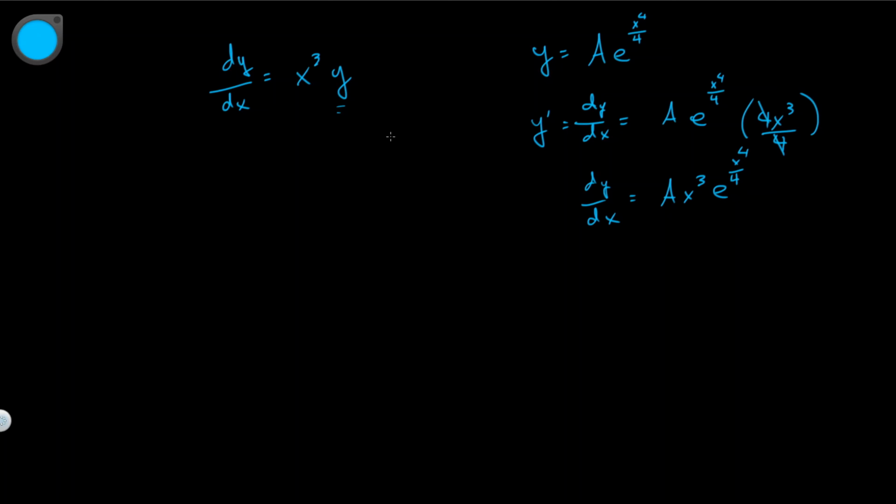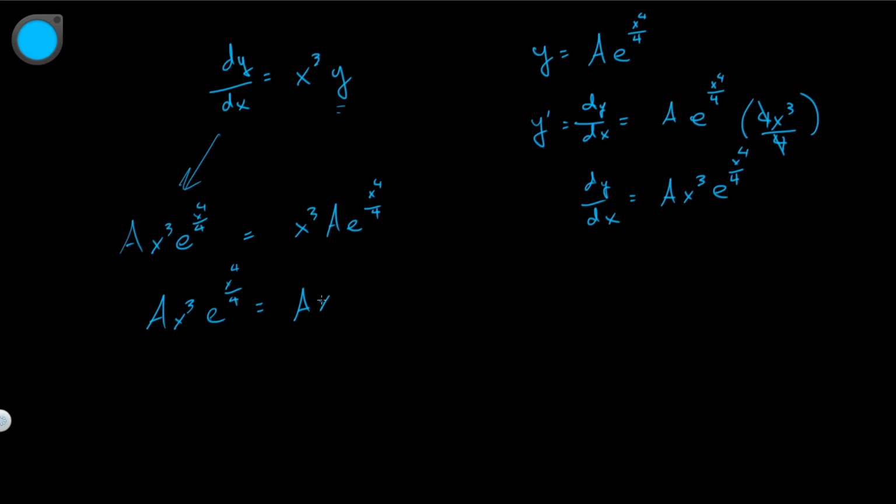All right, let's plug all this stuff in. Right, dy dx, that is a x cubed e to the x to the 4 over 4. We have an x cubed there. Okay. And then y is a e to the x to the 4th over 4. And then just doing a little bit of moving around, we can verify that these are the same expressions.